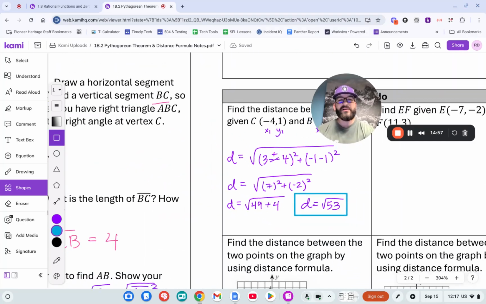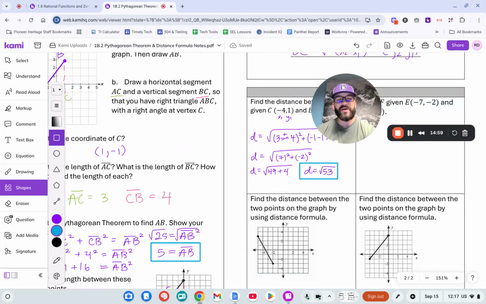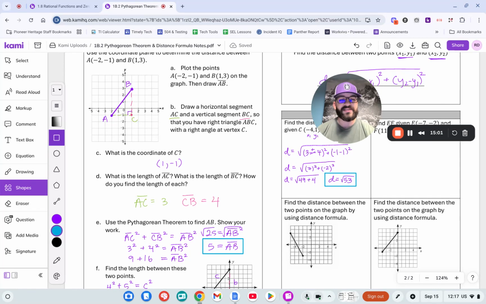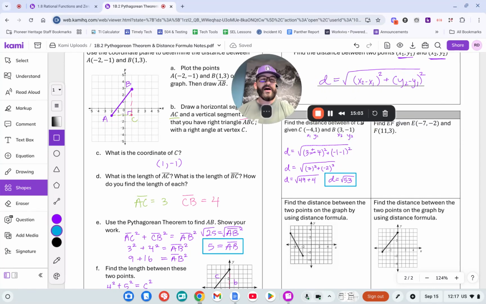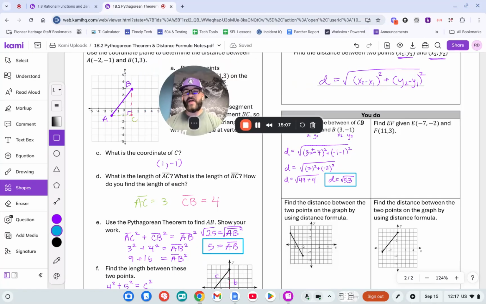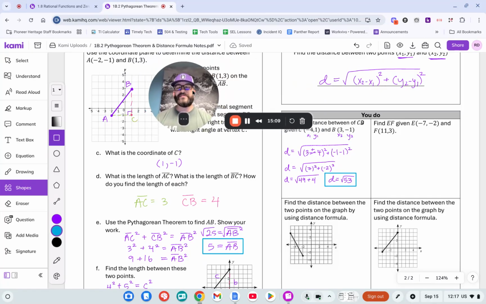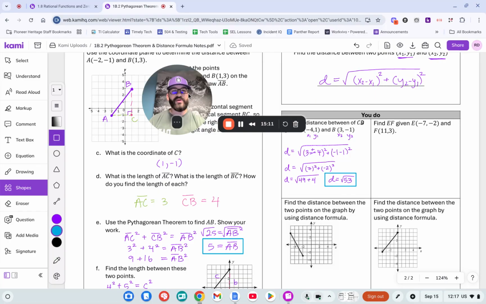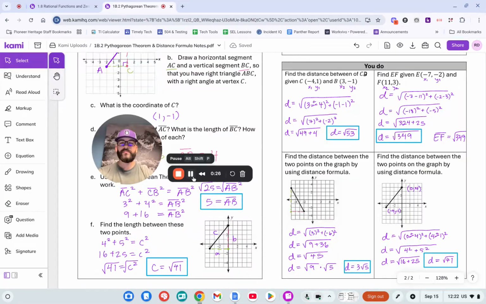So go ahead, y'all, and do these other 3 questions using that distance formula. You can also, if I give it to you graphically, if you want to do a graphical distance formula instead of using the points, you can do that as well, whichever one works best for you. So go ahead and pause the video, and then I'll go over these last 3 once we're done.